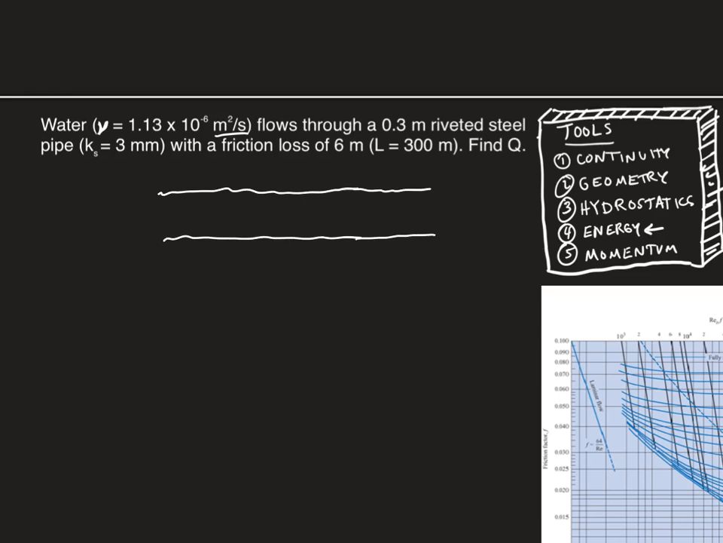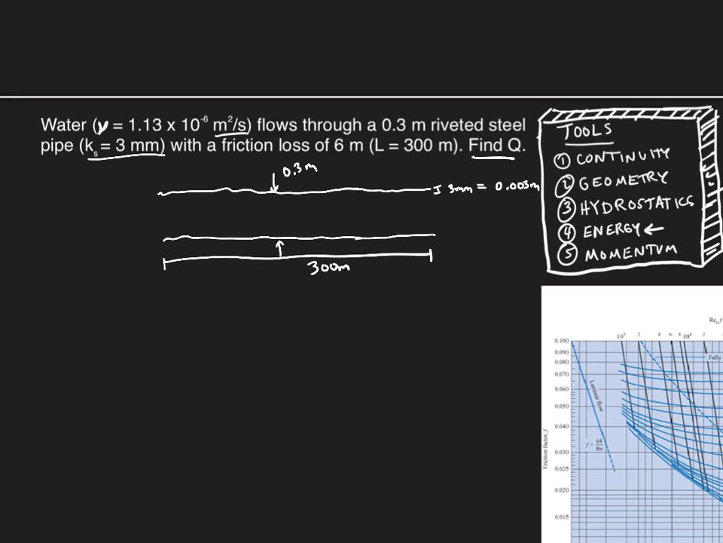Okay, so water flows through a 0.3 meter riveted steel pipe. So 0.3 meters, that's the diameter. And the fact that it's riveted steel has a KS of 3 millimeters. So that means from here to here is 3 millimeters, or 0.003 meters, with a friction loss of 6 meters over a length of 300 meters. Find Q.